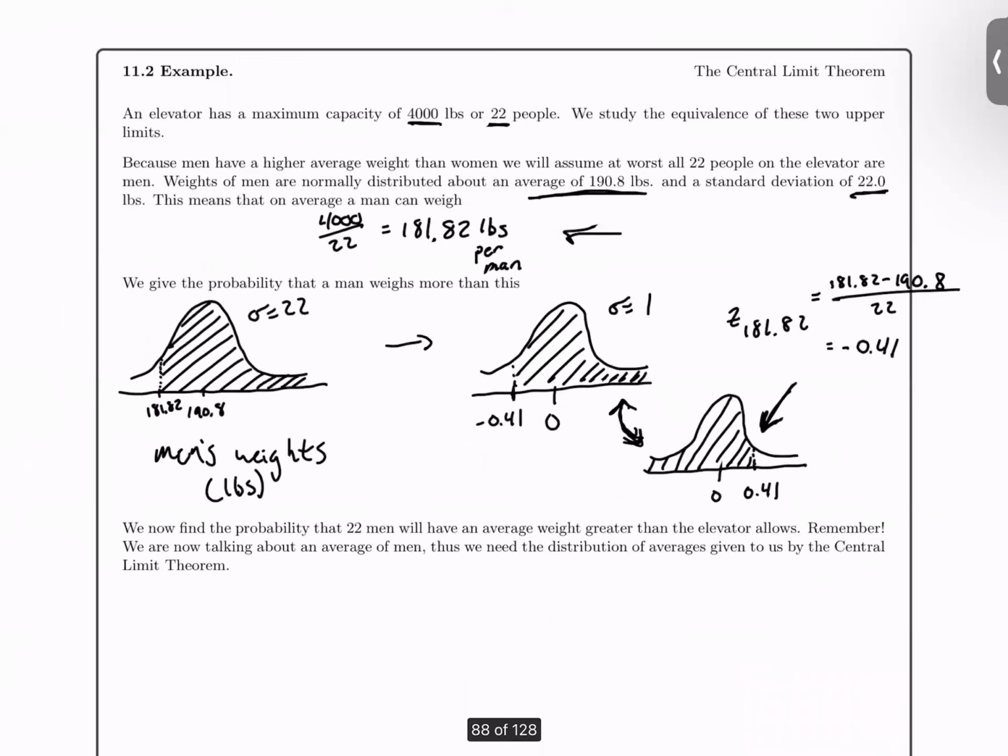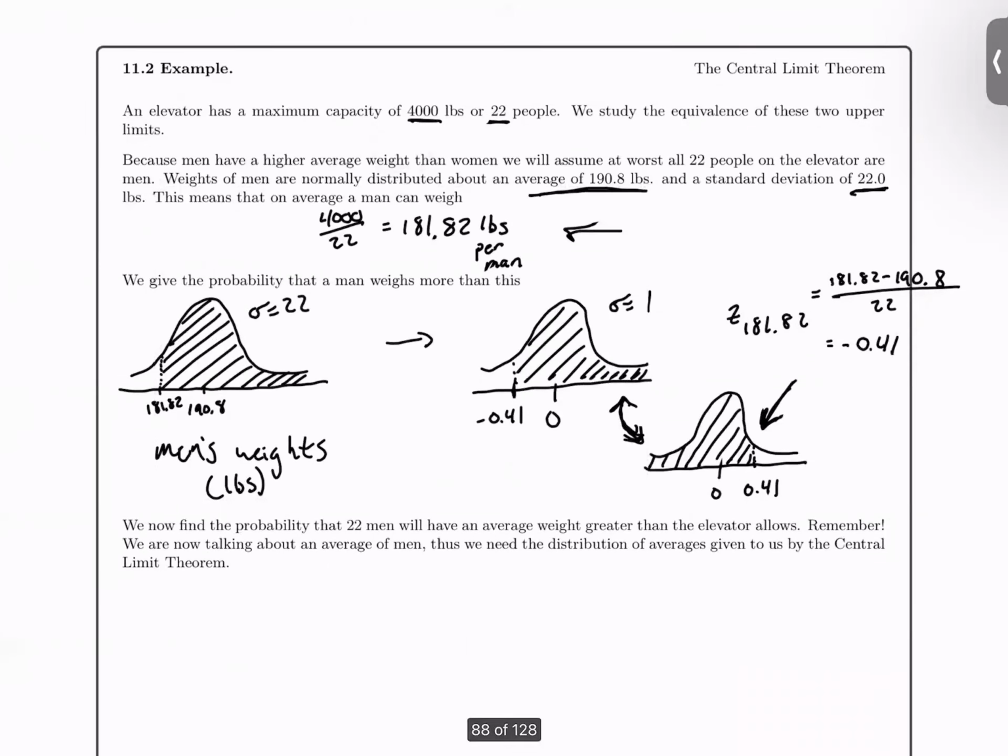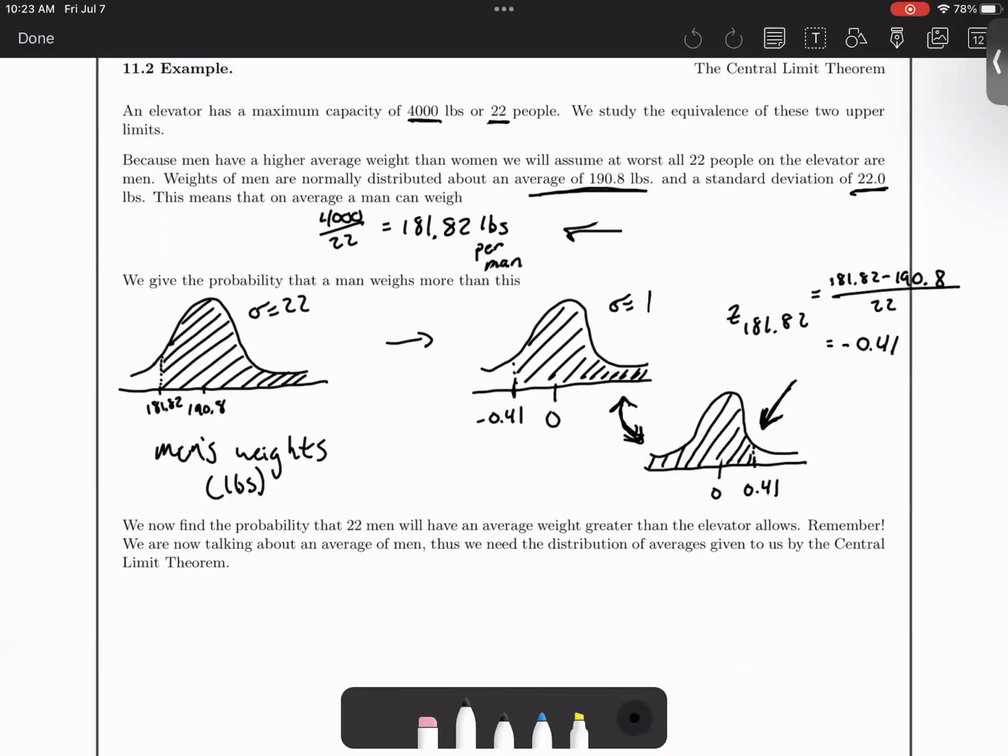So the probability is 65.91%. Okay, now notice we haven't used the central limit theorem here. We're just finding the areas underneath normal distributions.